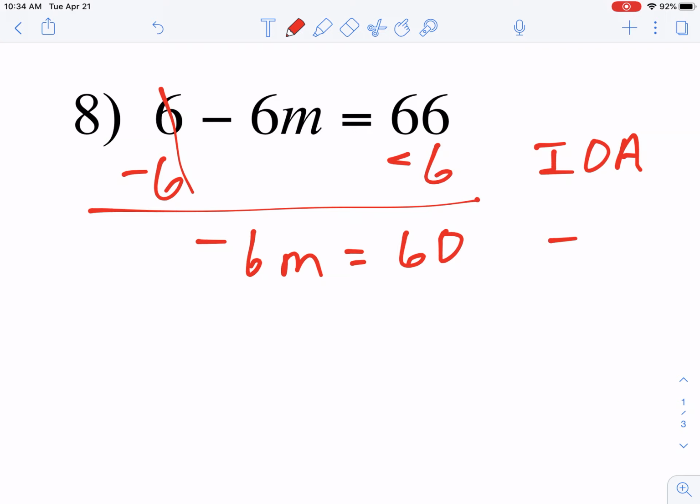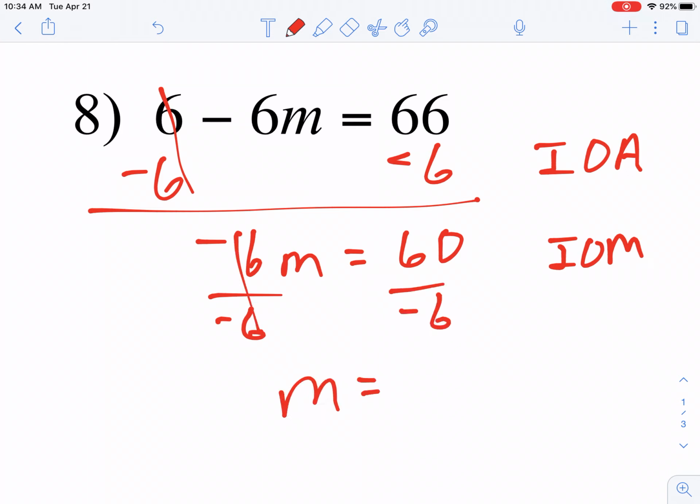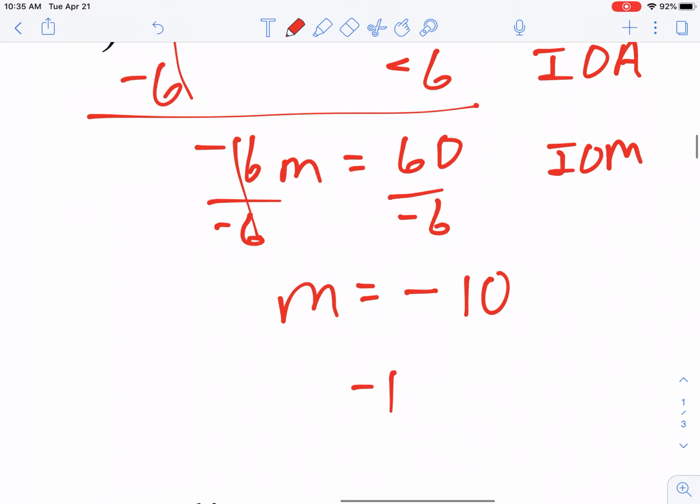Now we're going to do the inverse of multiplication. Divide both sides by negative 6. These cancel out. M is equal to, a positive divided by a negative is negative. 60 divided by 6 is 10. And so the answer that you're going to enter into Canvas is negative 10. Again, make sure that you don't put a space between your negative sign and your number.